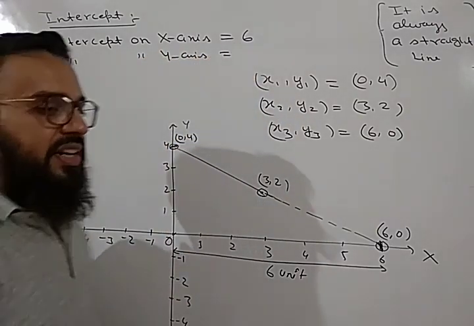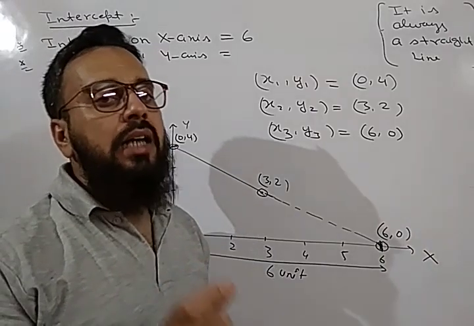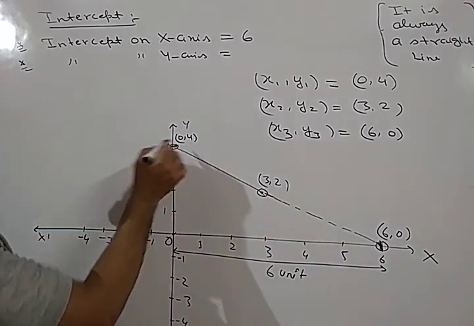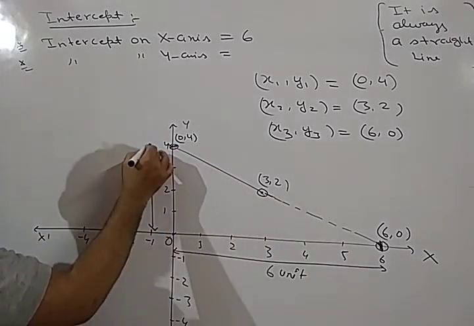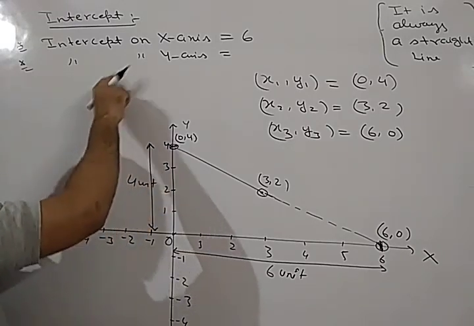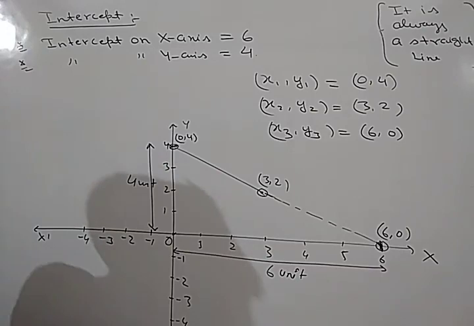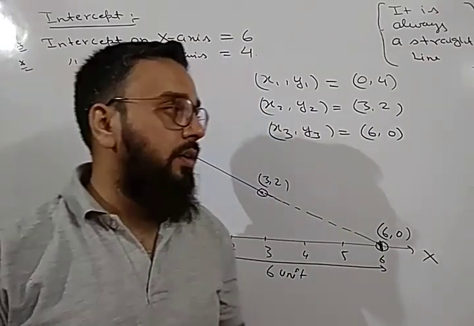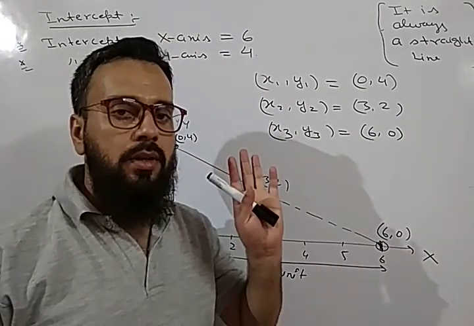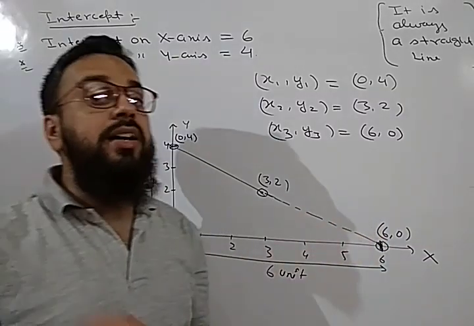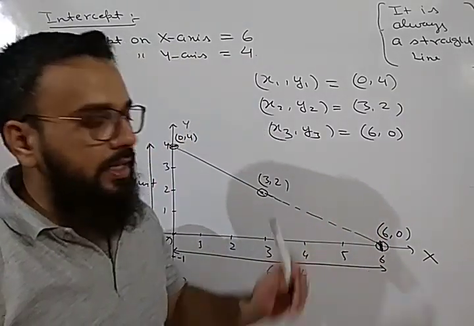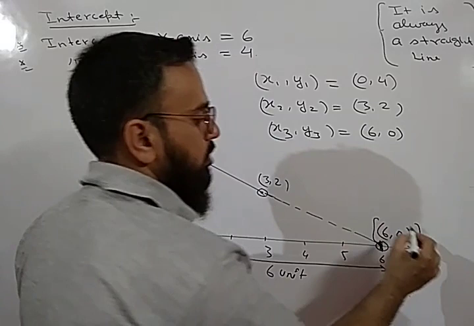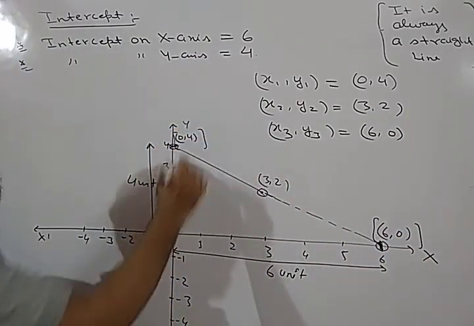So what is the definition of intercept on the y-axis? The point where the graph intersects the y-axis. So the graph is intersecting the y-axis at (0, 4). So what is this length or distance? It is 4 units. It means the intercept on the y-axis is 4. Clear? So there will be 2 types of questions that will be asked to you. The first one is: draw the graph of the given equation and find the coordinates of the point where the graph cuts the x-axis. Then the coordinates are (6, 0) and on the y-axis this is (0, 4).